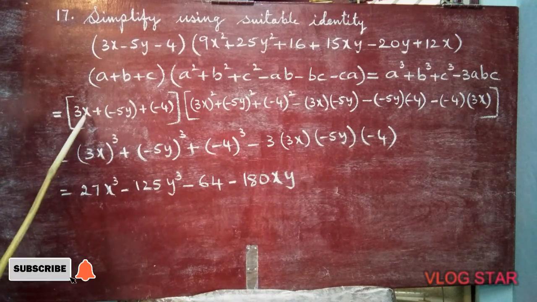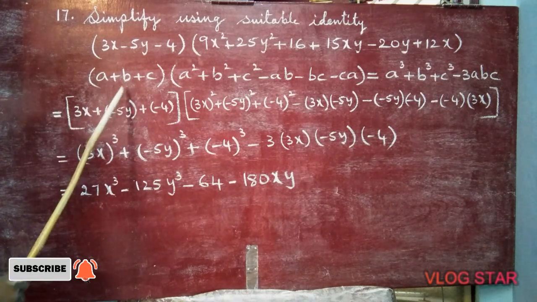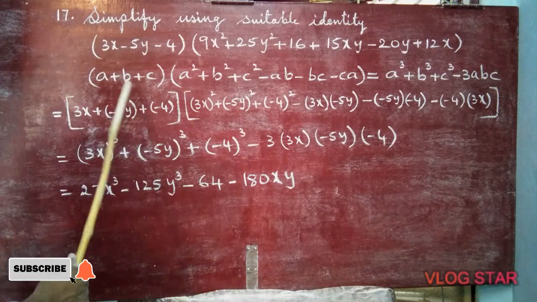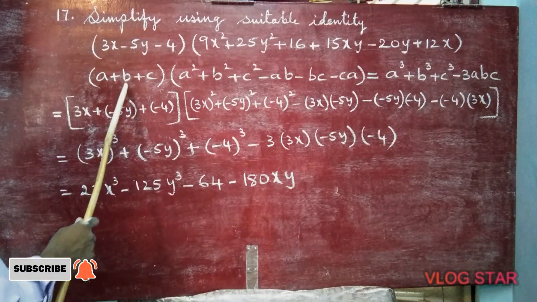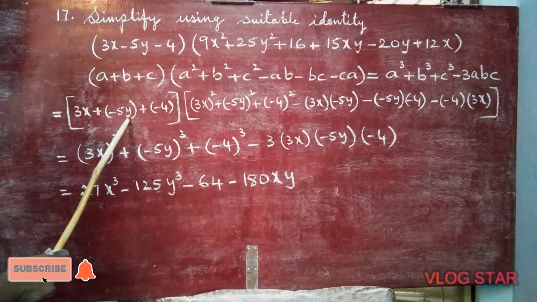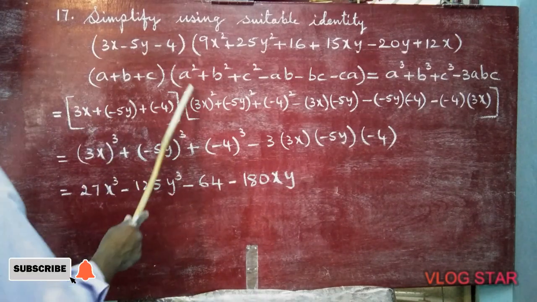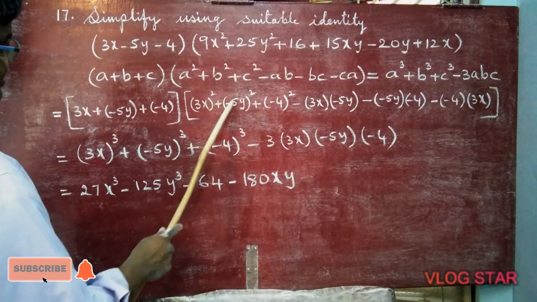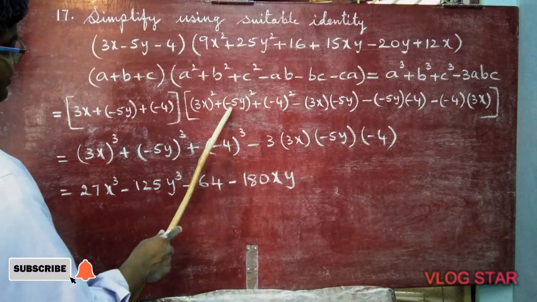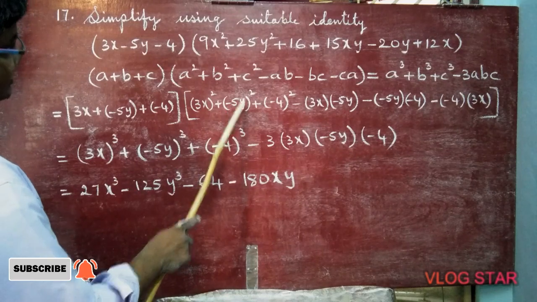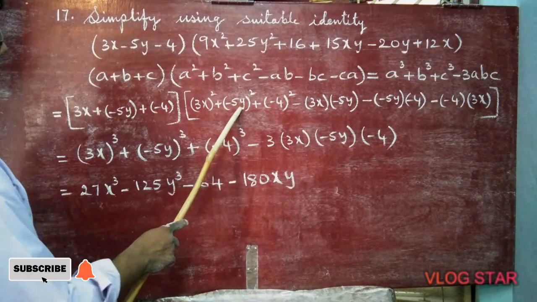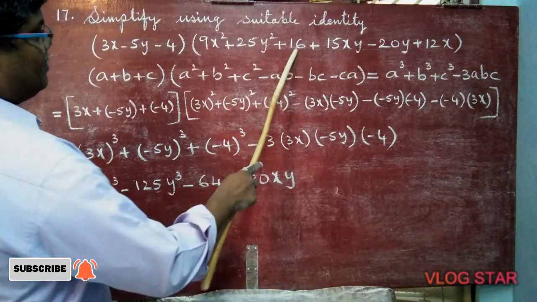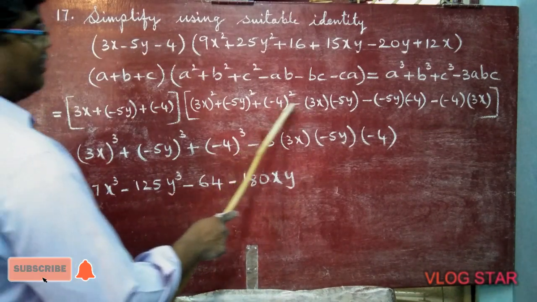So now I am writing in the place of a, 3x; in the place of b, minus 5y; in the place of c, minus 4 is there, because a plus b plus c. So b plus of minus 5y, plus of minus 4. Now a square, 3x whole square, 9x square, verified. b square, plus of minus 5y whole square, minus into minus plus, 5 5s are 25y square, plus 25y square, satisfied. Plus of minus 4 square, minus into minus plus, 4 4s 16. So plus 16. Correct.